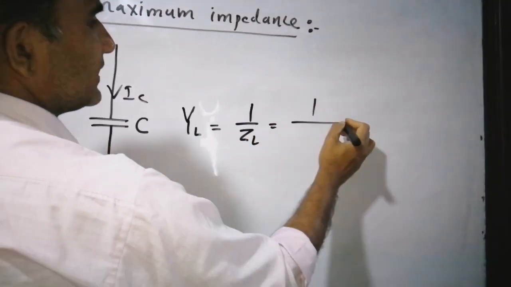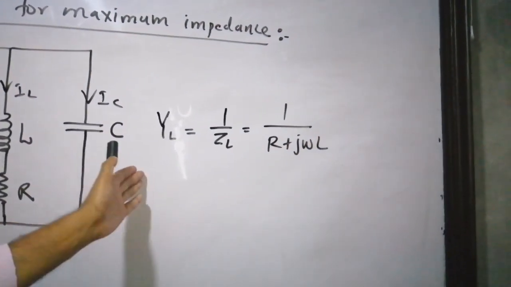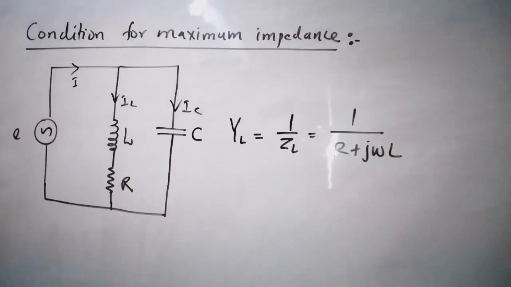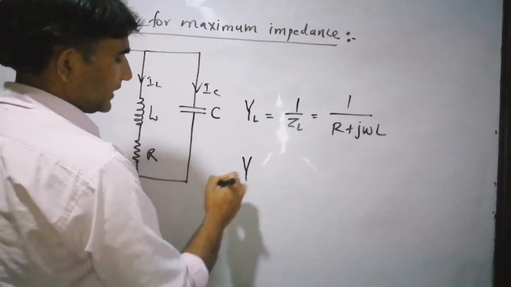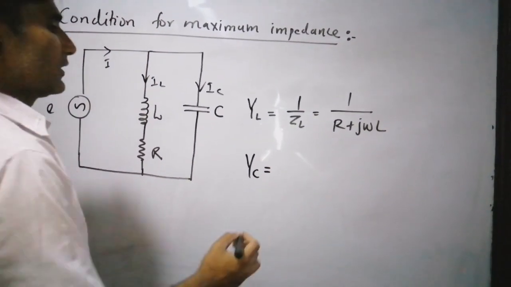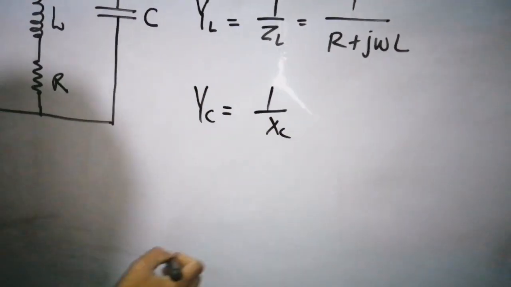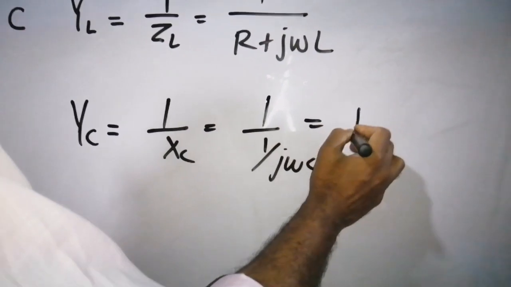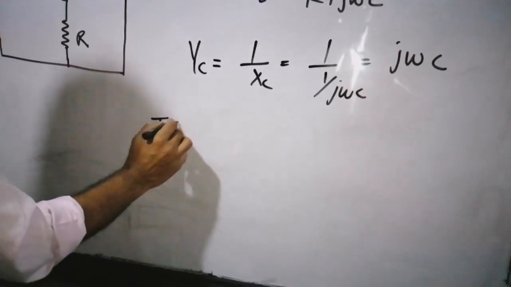So I can write R plus j omega L. I think this should be clear: these two are in series, so we have the sum R plus j omega L. Likewise, the admittance of the capacitor branch, actually there is only one element, so we can also call it the susceptance. This is 1 by XC, which means 1 by 1 by j omega C, and so we get j omega C.